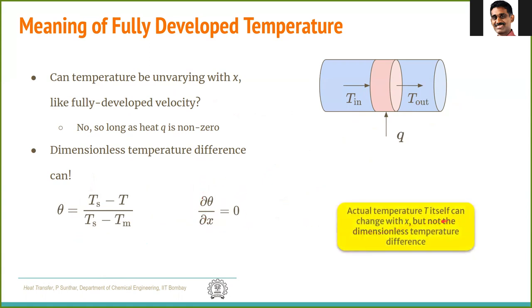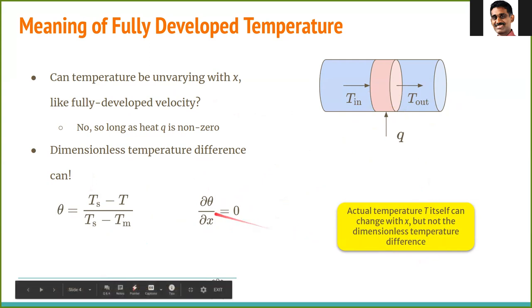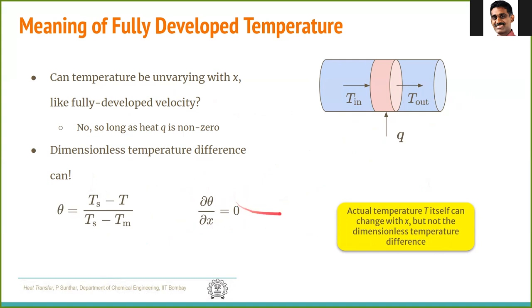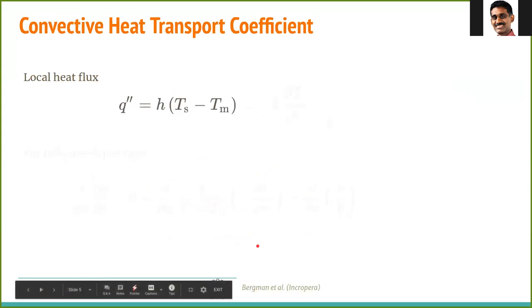So the actual temperature itself can change with x, like T in can be different from T out. However, the dimensionless temperature difference does not change with x. So that defines the fully developed temperature profile.